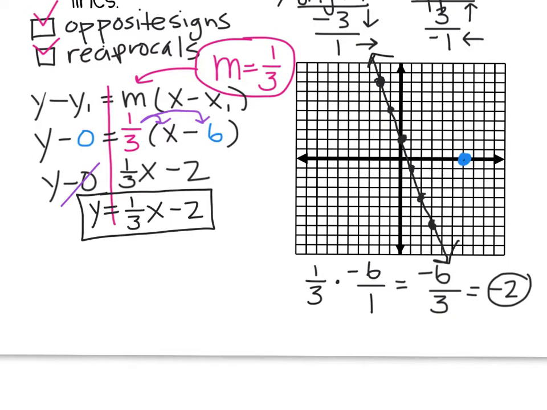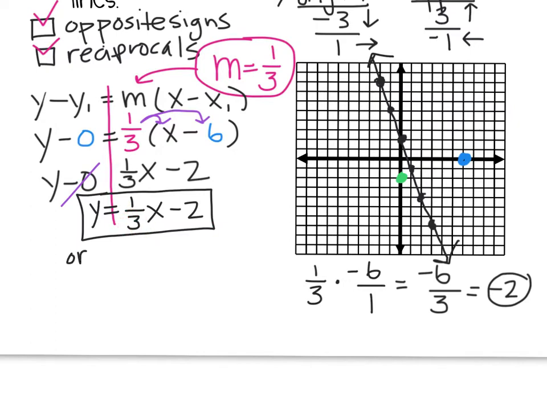I'm going to double check on my graph over here, and I'm going to graph my line in blue. Or actually, I'll probably use green because I want to see if it goes through that blue dot. I'm going to begin with my y-intercept, which is -2. I'm going to count down from the origin and make a dot on the y-axis at -2. From there, my slope tells me that I'm going to go up 1 and over 3.